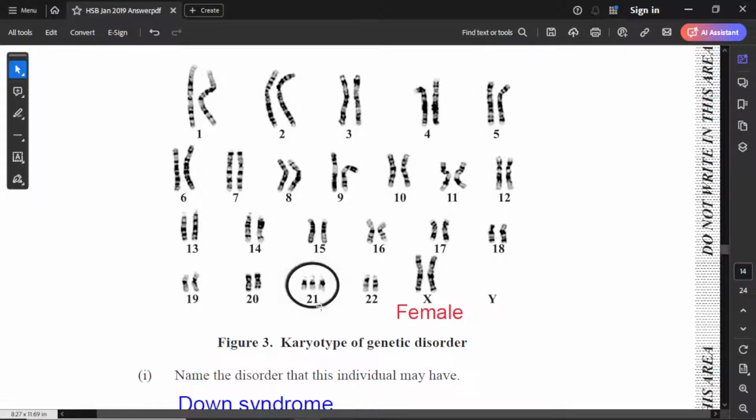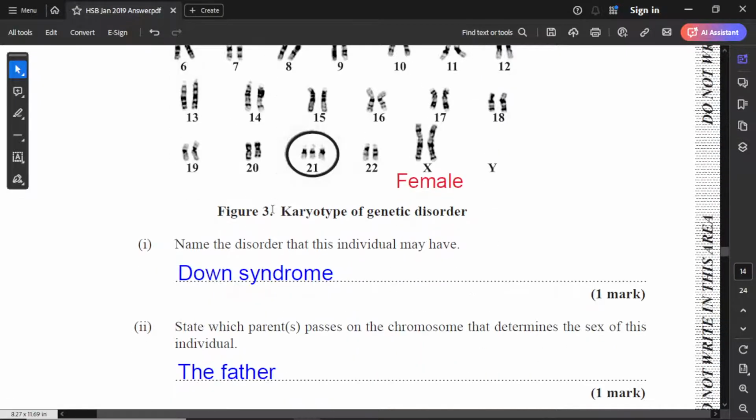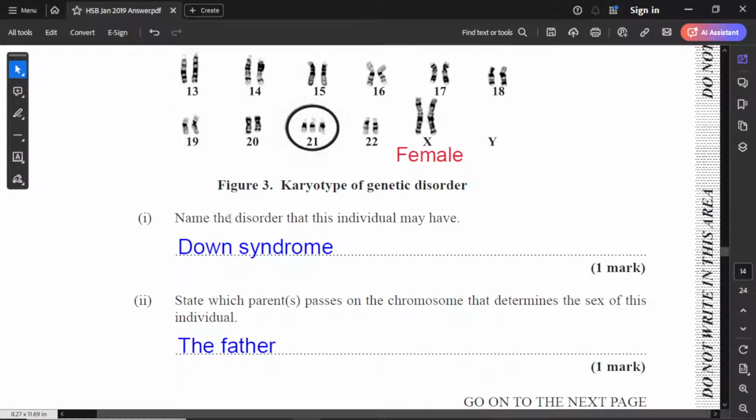So notice chromosome 21, we have an extra chromosome, and we should know what that is. A point to note again is that this person will be a female. Why? Because we have 2 X chromosomes and there's no Y chromosome. Again, chromosomes are grouped together based upon size and also their shape. So for part 1 here, it's to name the disorder that this individual may have, and again, because of the extra chromosome, it is Down syndrome.